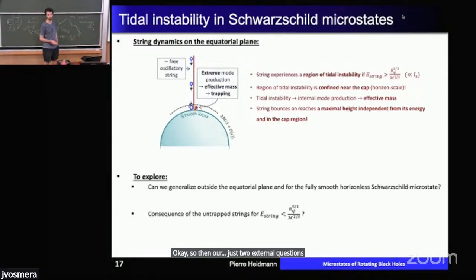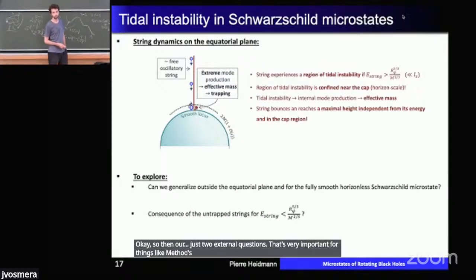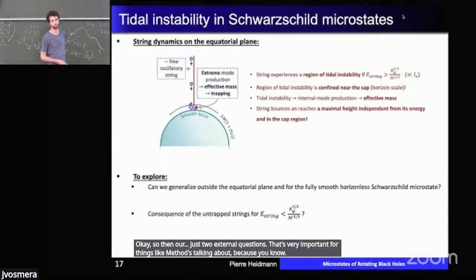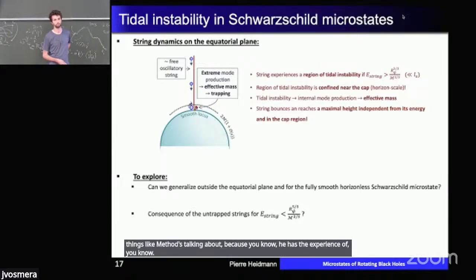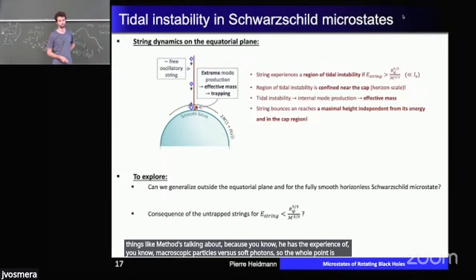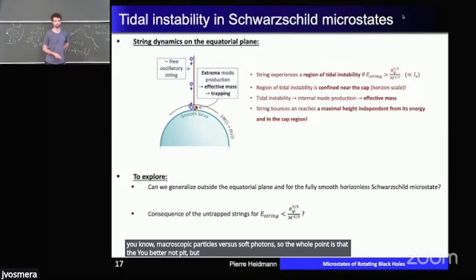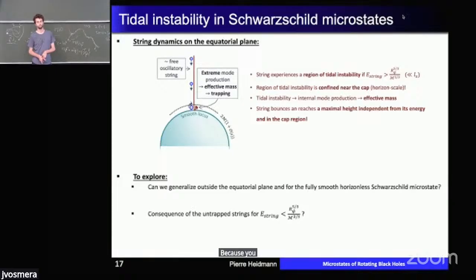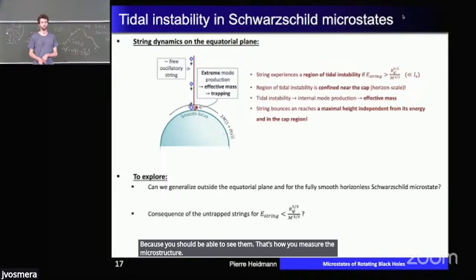That's very important for things like Mathieu's talking about, because he has the experience of macroscopic particles versus soft photons. So the whole point is that you better not get very, very soft probes being destroyed, because you should be able to see them. That's how you measure the microstructure. Okay.